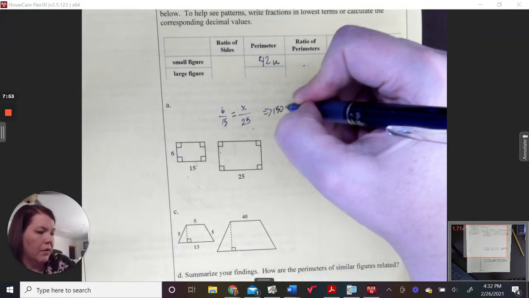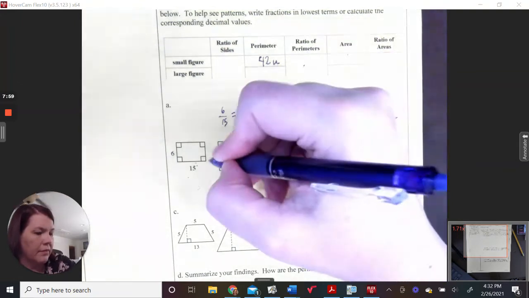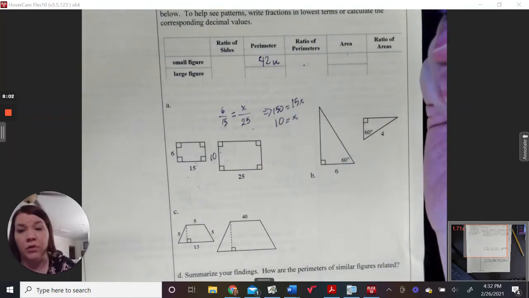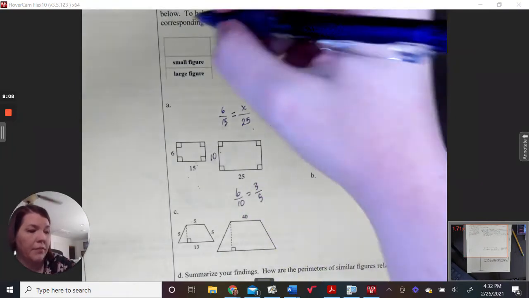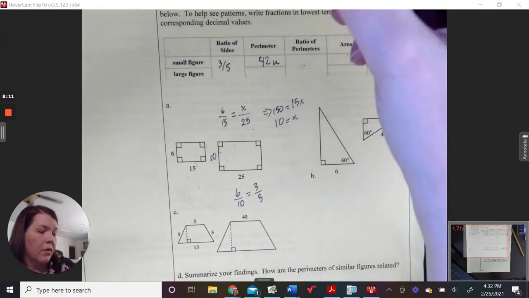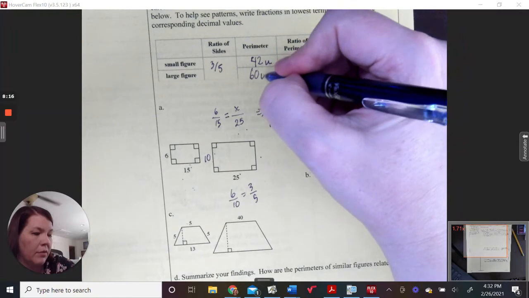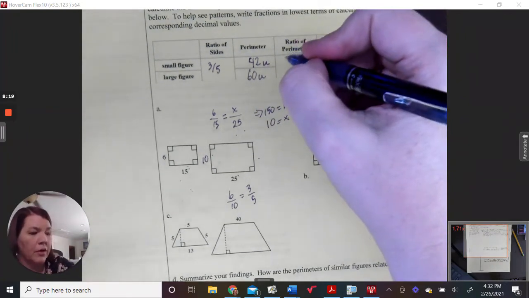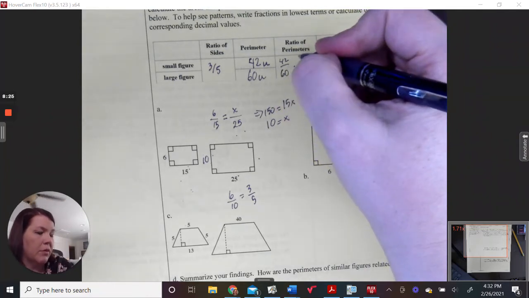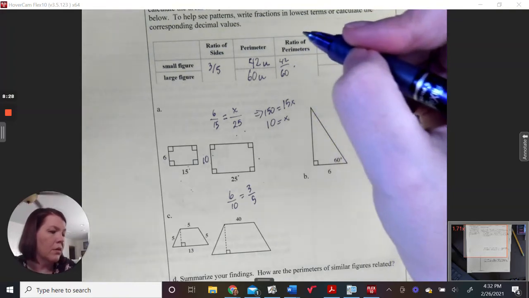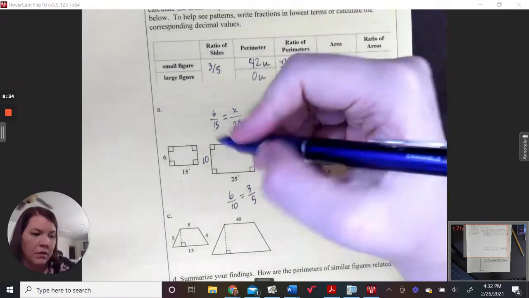So what is my ratio of sides? Well, it's 6 to 10, or 3 to 5, or 5 to 3. For the ratio of perimeters, this is 10, so that makes this 20, and that's 50, so this is 70 units. Let's do 42 over 70, since I did small over big. 7 goes into both of those numbers, giving me 6 over 10, which is 3/5.